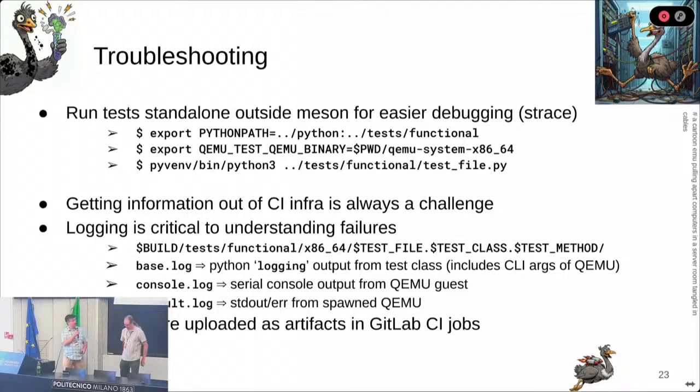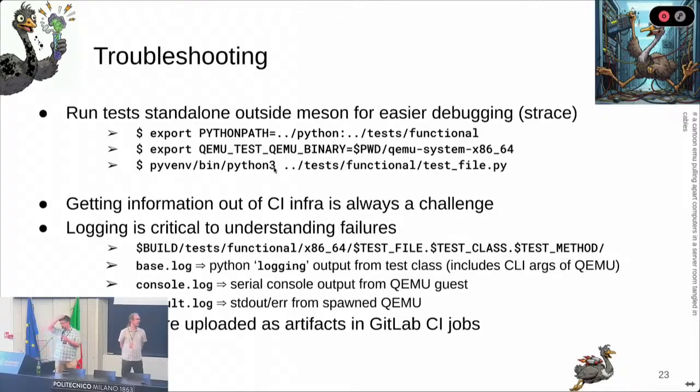So for running a test without the meson test runner in between, you basically have to do something like this here. You've got to set the Python path to some folders in the source directory. Then you've got to set the QEMU_TEST_QEMU_BINARY environment variable to the right target binary. This is normally what the meson test runner is doing for you. And then you can run your test directly, preferably by using the Python binary from your virtual Python environment that QEMU sets up for you.